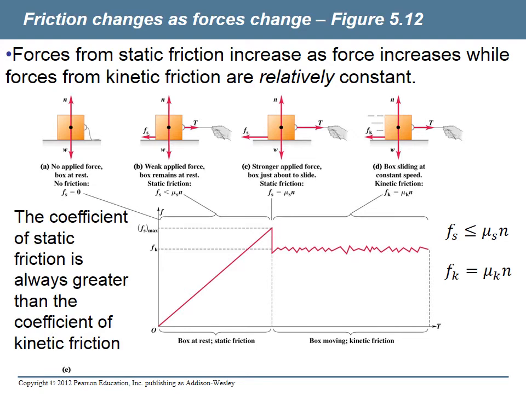So the coefficient of static friction is always greater than the coefficient of kinetic friction. That's because of the air that gets trapped in between there. So it'll always take more force to get it moving than it does to keep it moving. Okay, that's exactly what this line shows. I have a greater frictional force here when it's static, and then you break through that, and then it's less of a frictional force.